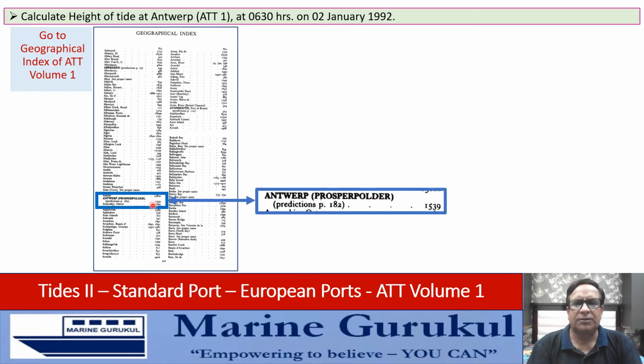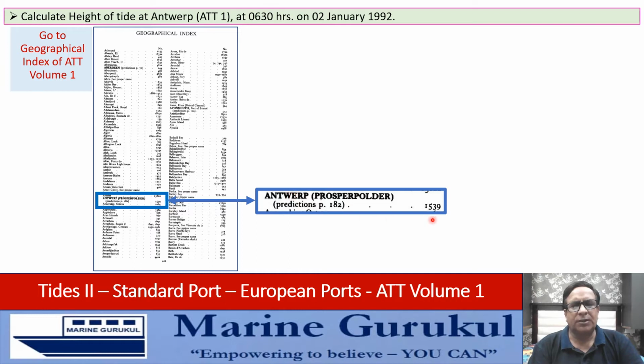What is written here is this: Antwerp. It is in caps, it is in bold. Other ports here are not in capital letters, nor are they in bold. There are only a couple of ports on this page which are in caps and bold. Now all the ports which are in bold and capital letters are the standard ports in the geographical index. So when you visit the geographical index, and if you find the port you are searching for is listed in capital letters and in bold, that means it's a standard port.